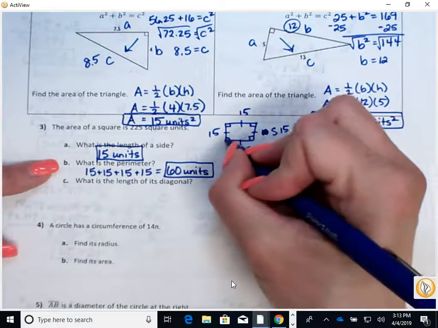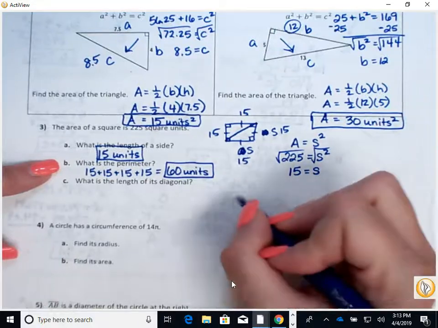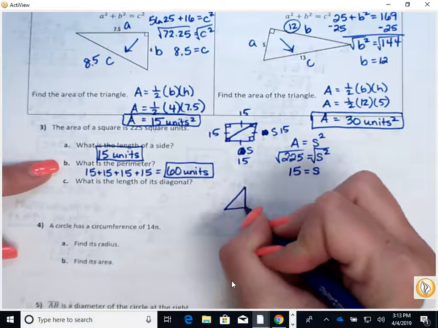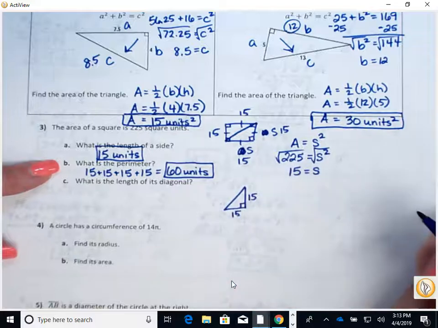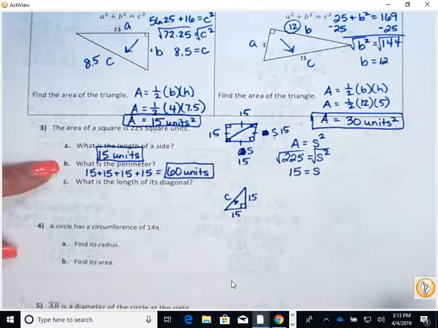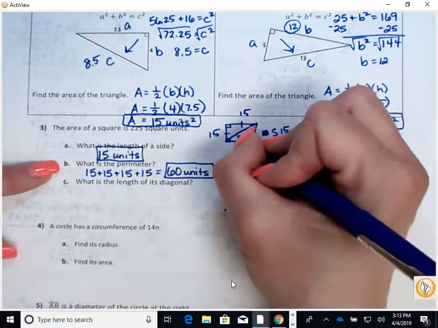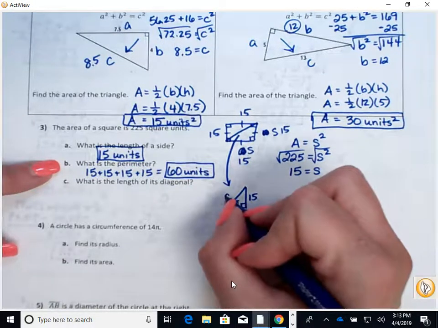Oh, good question. So if I draw a diagonal on there, then I've actually got a right triangle where two of my sides are 15. And I've got to come up with this C side. So all I did was take this triangle here and redraw it down there. So now I can use the Pythagorean theorem to find the length of that diagonal. So that's my C side that I'm trying to find.